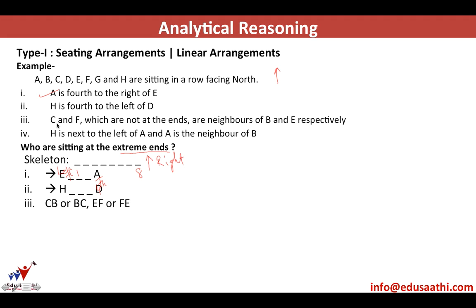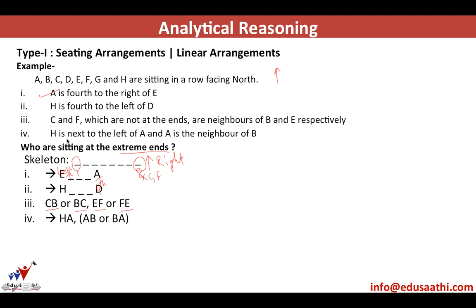Then the third information says C and F are not at the ends. So you can always say these are the two ends, and C or F cannot come at these places. And it's also given C and F are neighbors of B and E respectively. So if C and B are neighbors, it can either be CB or BC, and because E and F are neighbors, it could be EF or FE. So just list down all these wordings into a few meaningful sentences.